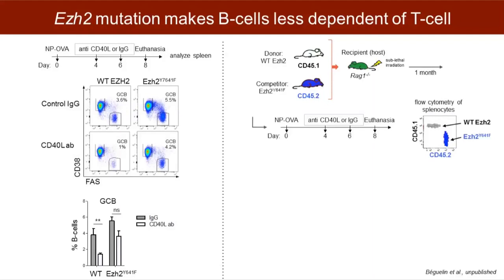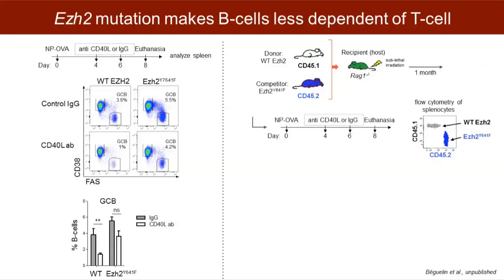To validate these results in a context where wild type competes with mutant EZH2 in the same microenvironment, we did a mixed chimera bone marrow transplantation experiment. As wild type bone marrow donor, we used a mouse carrying the differential pan-leukocyte marker CD45.1, and mutant EZH2 expresses the CD45.2 allele. This is how we can distinguish them by flow cytometry. We mixed 50% wild type and 50% mutant bone marrow and injected into irradiated RAG1 knockout host mice that produce no mature T or B cells.